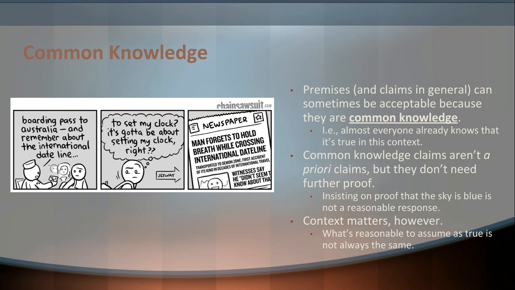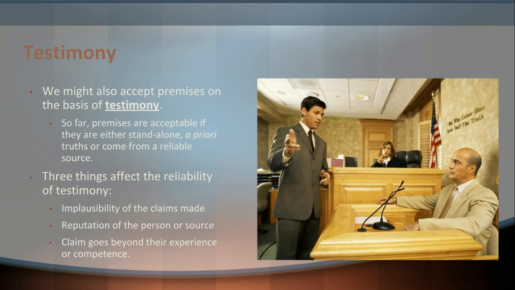This guy didn't know anything about it. So the point overall, though, is that common knowledge is something that almost everybody knows. You don't need any additional proof for it, and so it's a good reason to treat something as an acceptable premise. But we do have to be mindful of context, and it's not as immediately obvious as things that already have good arguments given for them, or things that are a priori true.